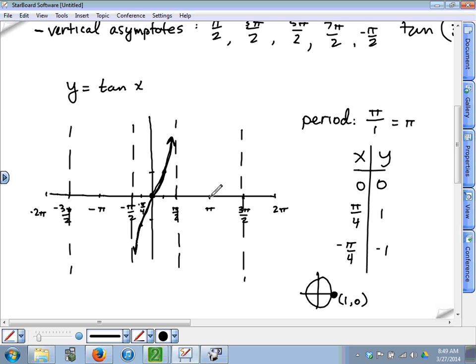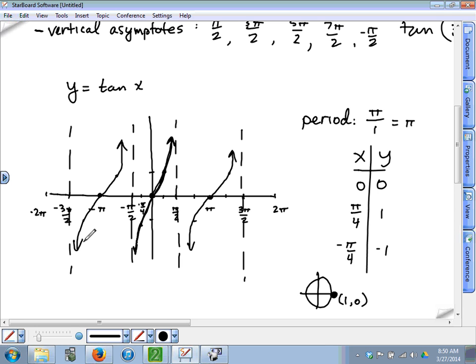Where would the graph pass through when we're at pi? 0. And then halfway through each of those, we'd be up at 1 or down at negative 1, just like in the other cycle, right? So it would look like that. Over here at negative pi, we're at 0. Halfway we're at 1. Halfway over here, we're at negative 1. Now we've got 3 cycles of the tangent function.